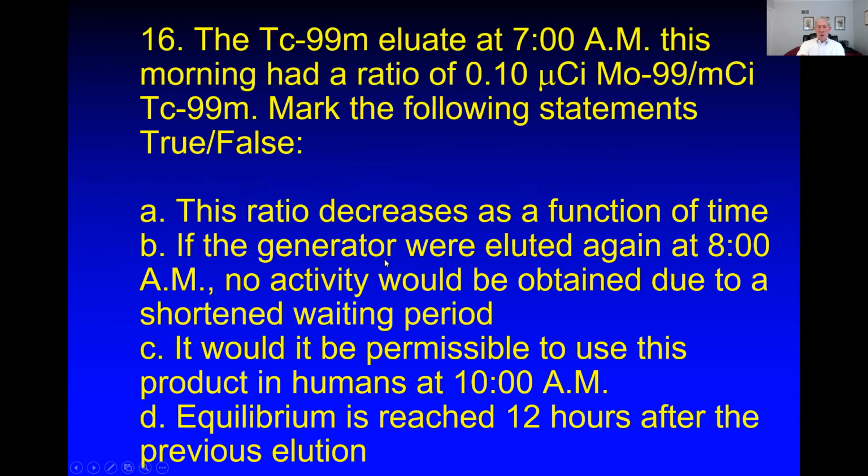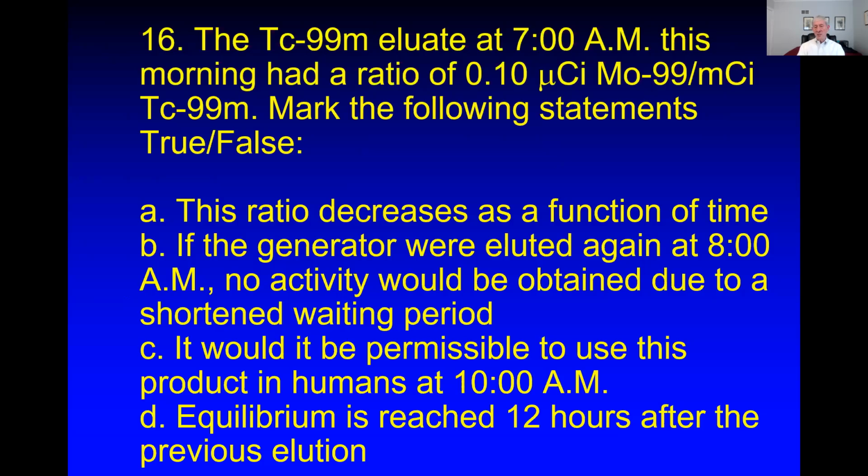Okay, these are true false questions. We're going to go down the list. We're going to do A, B, and D first, and then we're going to come back to C because that requires a calculation. Let's say you eluted the generator this morning at 7 a.m. and you got a ratio of 0.1 microcurie per millicurie. Now, that's certainly an acceptable number at that point in time. It's lower than 0.15, so that's fine.